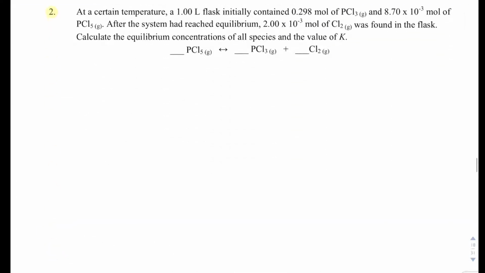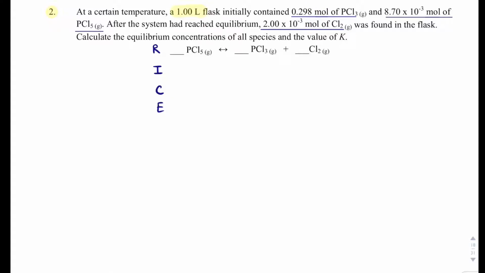So I'm going to look at number two here, and we've got a reaction, so I know that that is R. I'm going to go ahead and write rice, and then I'm going to read through it. It says that we are given 0.298 moles of PCl3, 8.70 times 10 to the negative third moles of PCl5. And then after we reach equilibrium, we have 2 times 10 to the negative third moles of chlorine. These are all moles, and so we cannot plug that into this rice table.